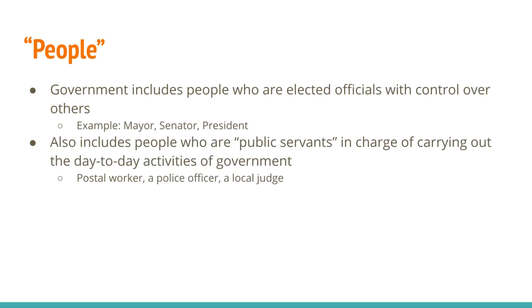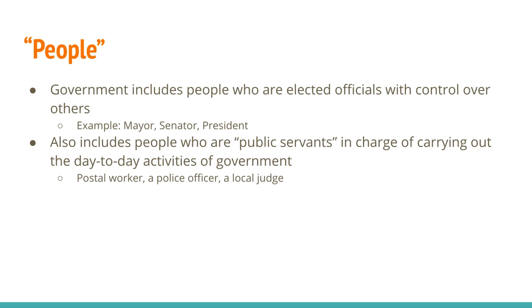So people, what does this mean? Remember, people is the first component of government. Government includes people who are elected as elected officials with control over others, okay? So an example could be a mayor, a senator, or even the President of the United States, okay?